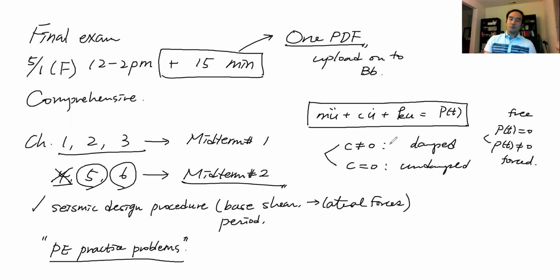And we also talk about the mass, stiffness, damping system as a single degree of freedom system, how to calculate the natural frequency, natural period. So all those were covered in the first 3 chapters.